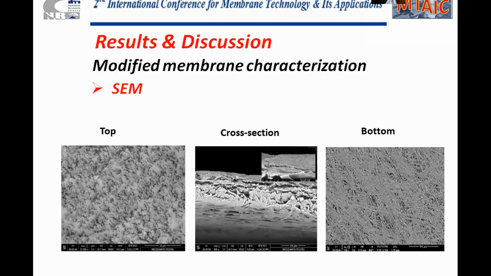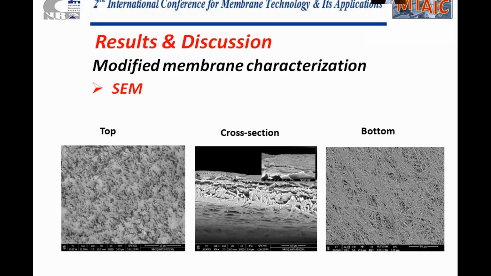Also, this figure represents the morphology of the prepared membrane at the optimum conditions. The first picture represents the top layer of the membrane, which appears as a sponge. And the second picture represents the cross section of the prepared membrane, which confirmed the asymmetric structure of the membrane.